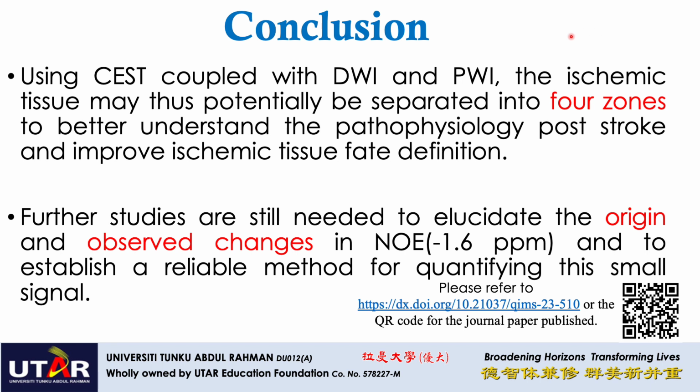So in conclusion, using CEST coupled with DWI and PWI, the ischemic tissue may thus potentially be separated into 4 zones: the ischemic infarct, at-risk tissue undergoing lipid peroxidation, acidotic at-risk tissue, and the benign oligemia. This helps to better understand the pathophysiology post-stroke and improve ischemic tissue fate definition.